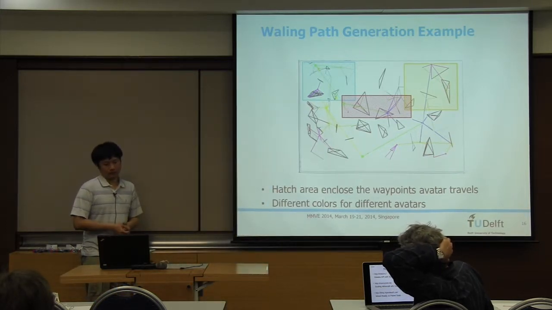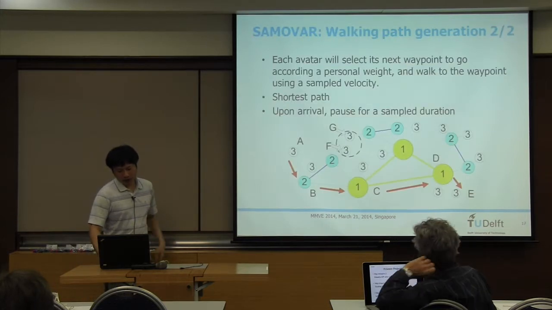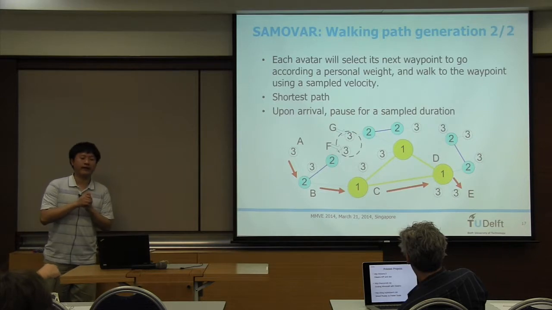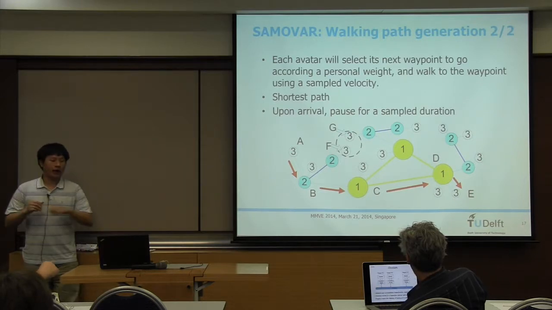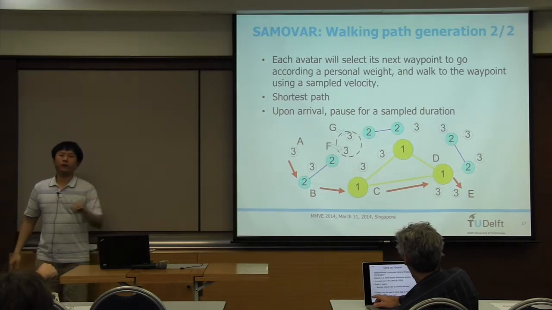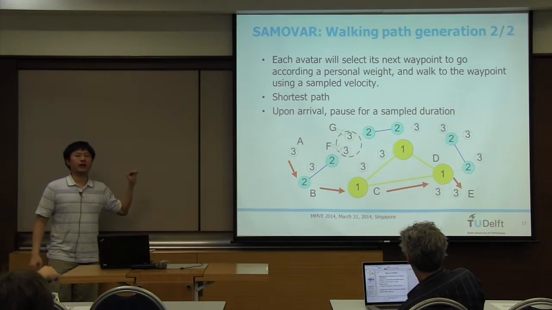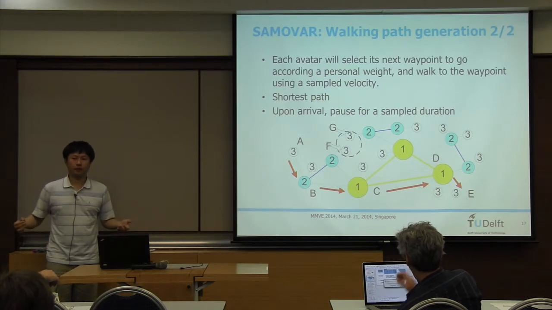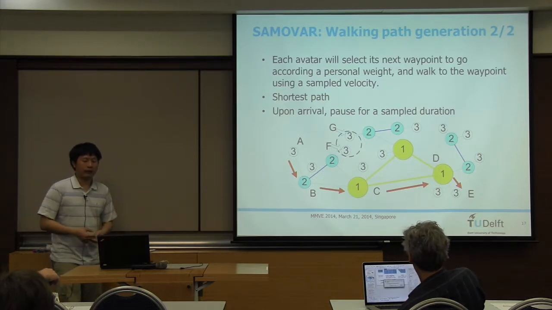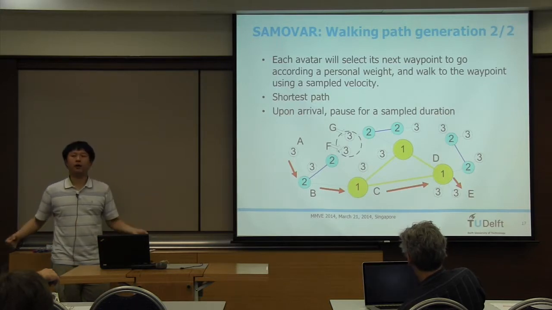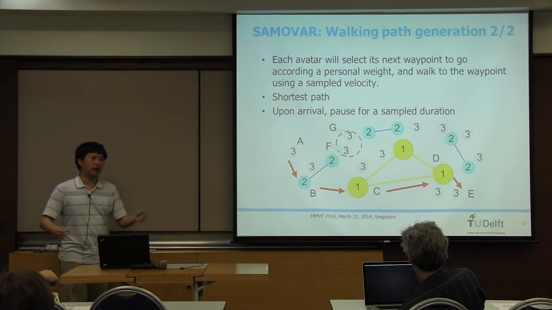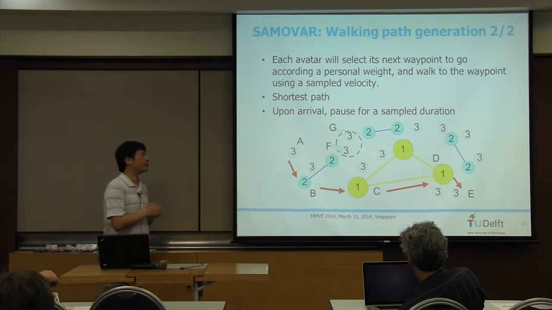And here's an example of how the avatar walks. First, each avatar will select the next waypoint to go to, based on its personal preference weight. Currently, we only assign this kind of personal weight to its visit waypoints according to a Zipf distribution. And this avatar will go to the waypoint using a sampled velocity, as we introduced previously in the empirical modeling session.